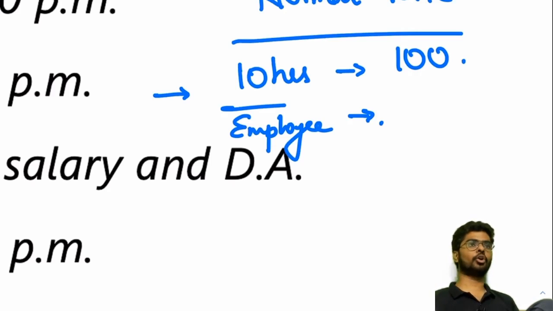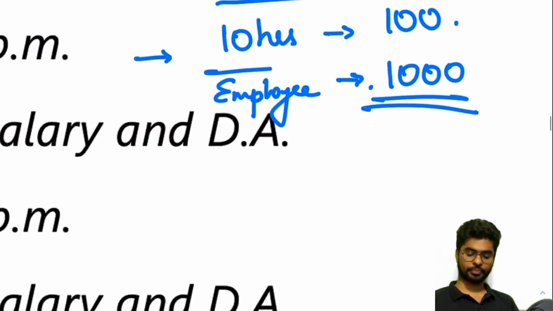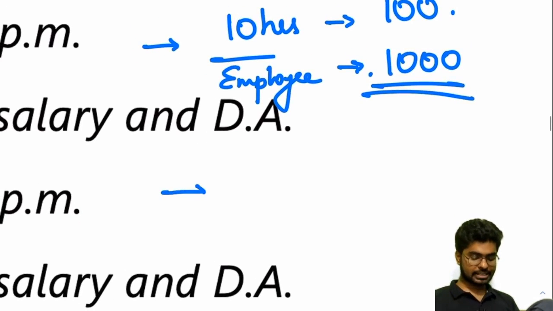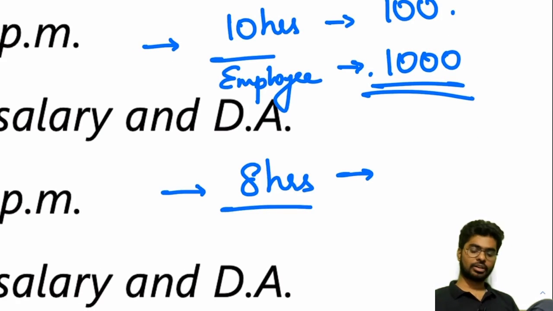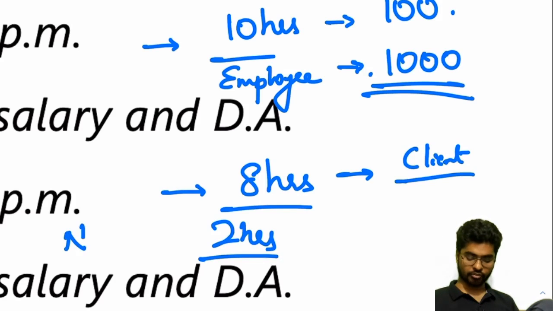How much will the employee get paid for 10 hours? For 10 hours, 1 hour you are paying 100, you will be paying 1000. Yes or no? Now, let's assume the employee worked for 8 hours for the client. 2 hours is my loss, that is my idle time. This was because of normal reasons.